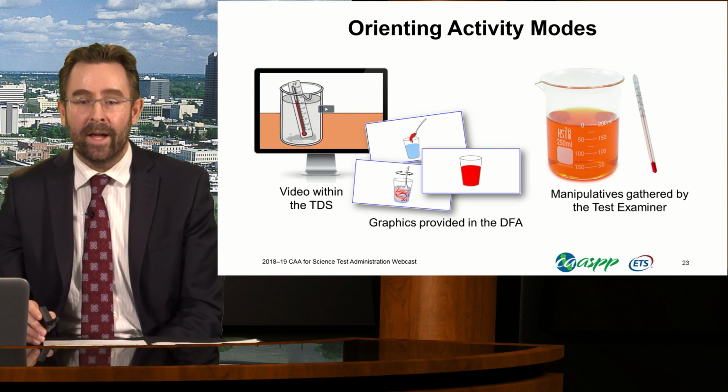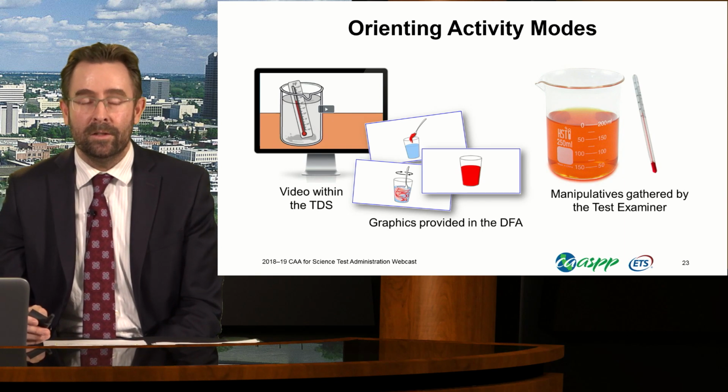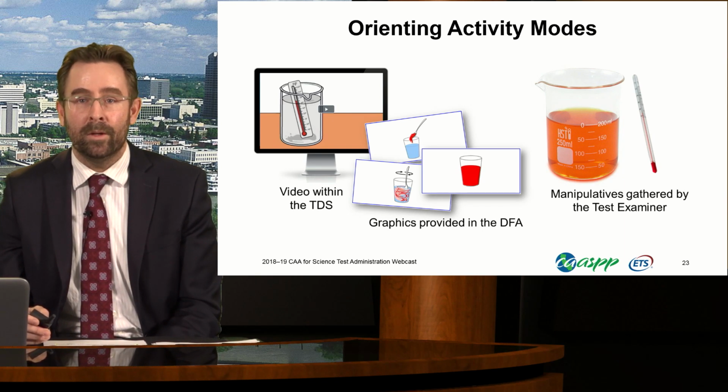Or it can be in the form of a hands-on activity using graphics provided in the directions for administration. At the end of the DFA document, you'll find those graphics if they're part of the embedded PT. Or the third mode of orienting activity could be a hands-on activity using commonly found objects in the classroom.